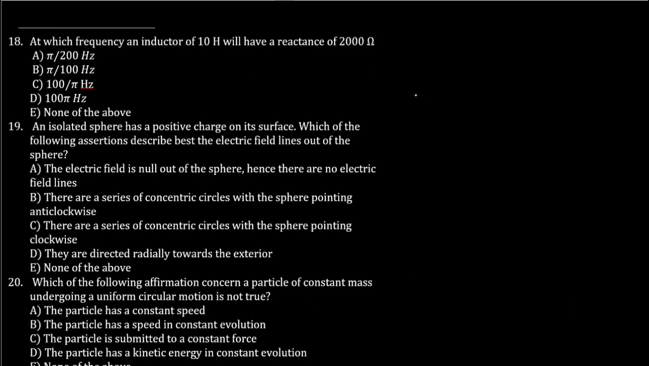Okay, so we're going to proceed with question number 18. It reads, at which frequency an inductor of 10 henries will have a reactance of 2000 ohms? So we are going to use the relationship XL, that's the inductive reactance, is equal to omega L, where omega is the angular frequency and omega is expressed in terms of the frequency as 2 pi f times the inductance.